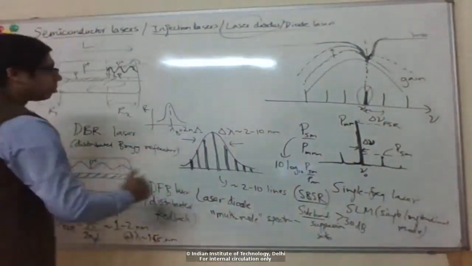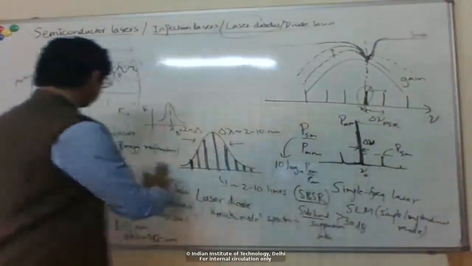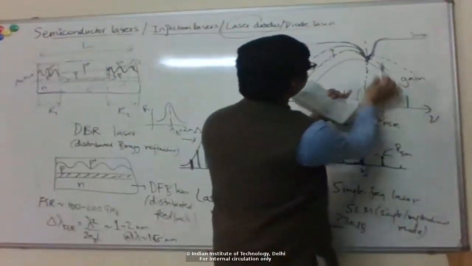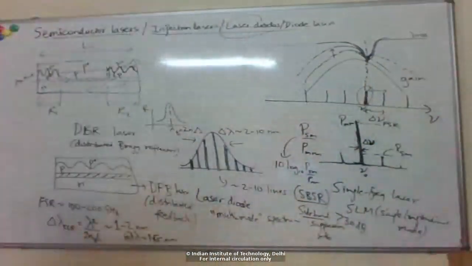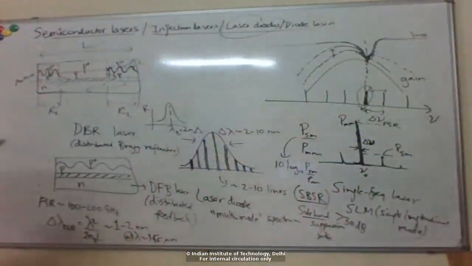With DFB you can make more compact cavities. And by making the cavity compact, the FSR scales inversely with length. So a smaller length means that the frequency separation is higher now. So you go away from this even further. That gives you a better sideband suppression and closer to a single frequency.